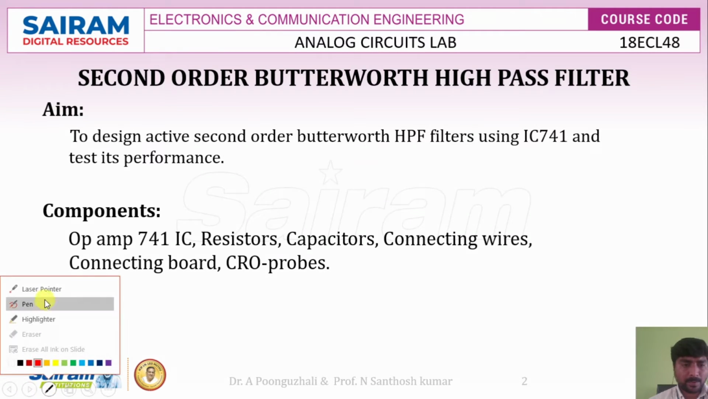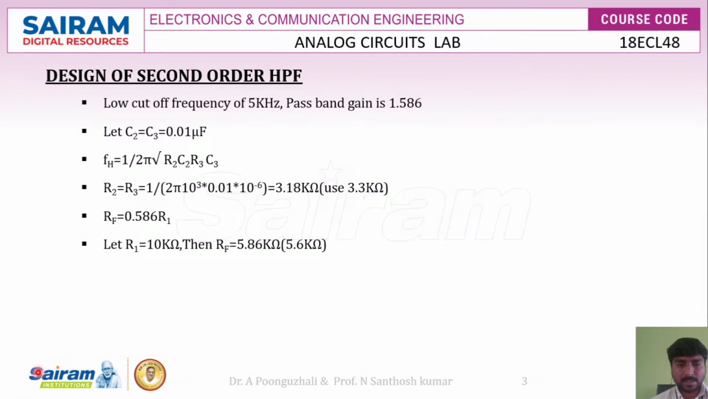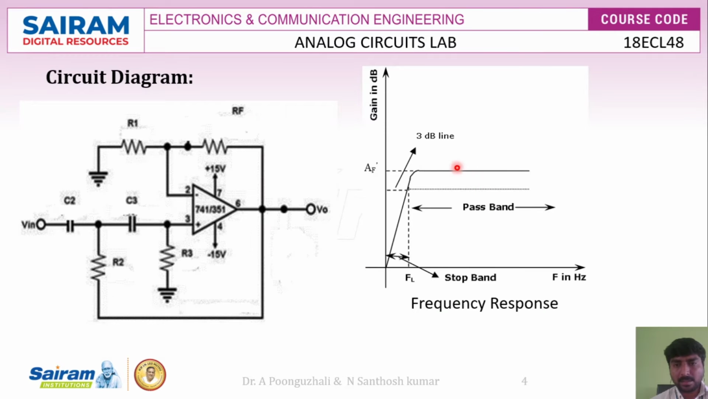passes all the frequencies above the cutoff frequency, right? So that we call it a high pass filter, and all the frequencies below the cutoff frequency will get attenuated. So that is the high pass filter. The pass band won't be infinite, so this will be limited to the bandwidth of the op-amp. Okay.